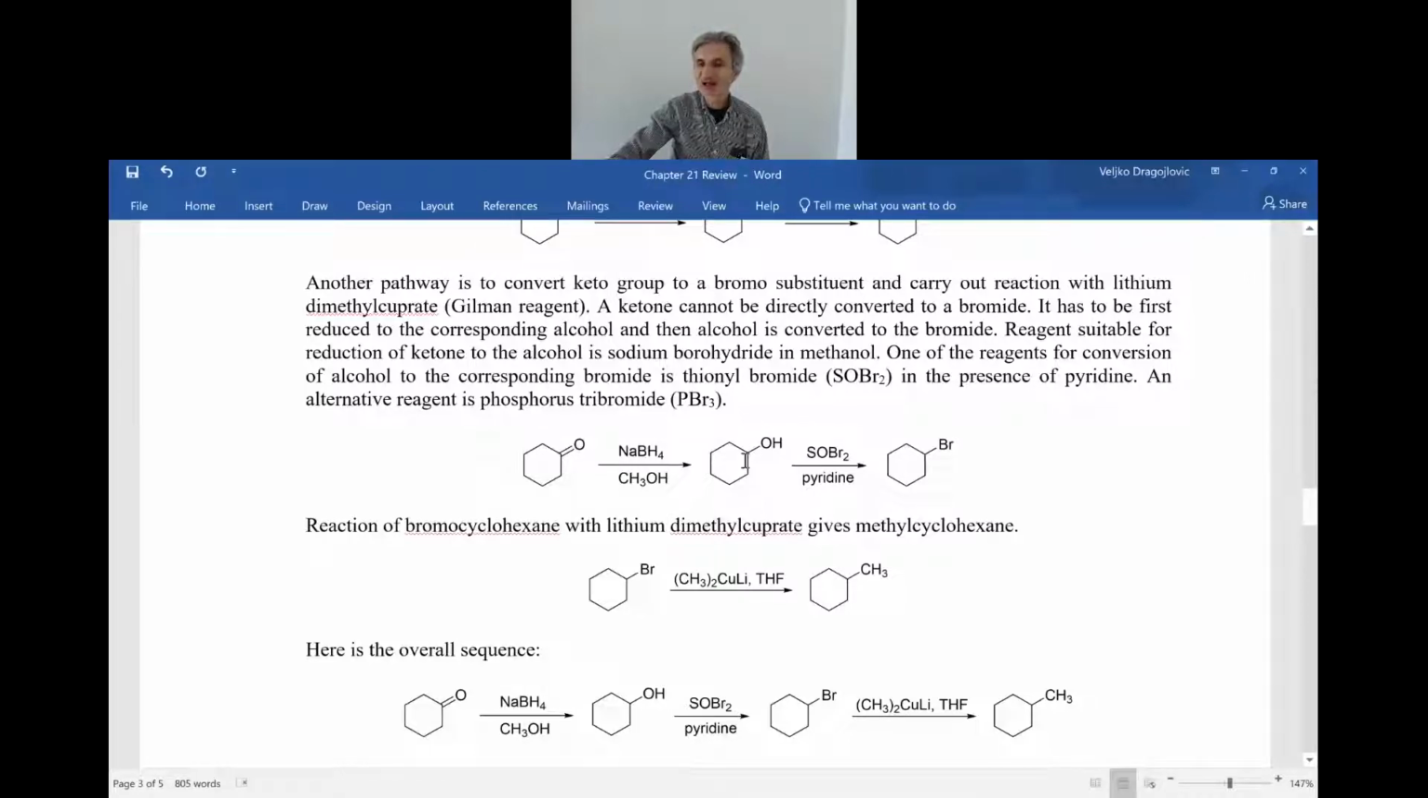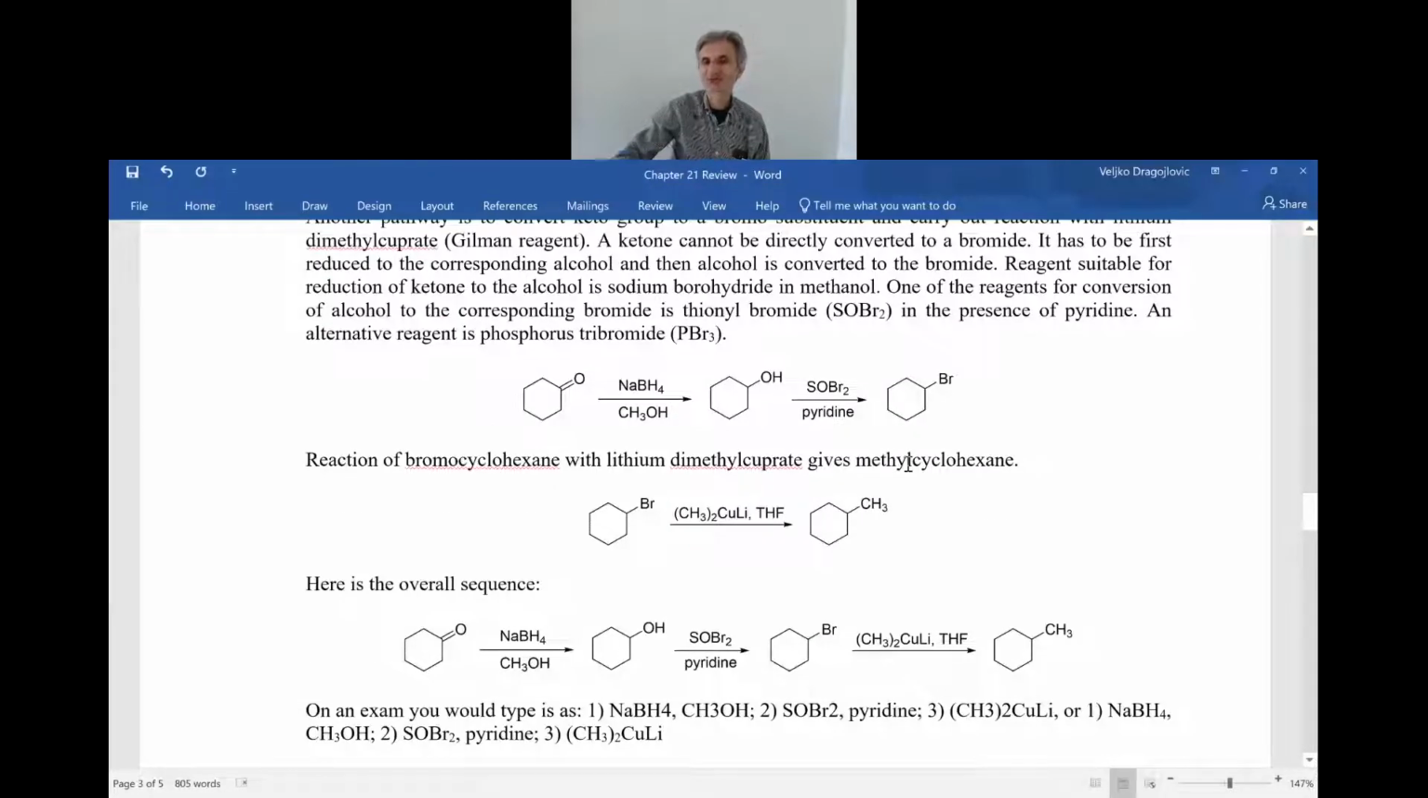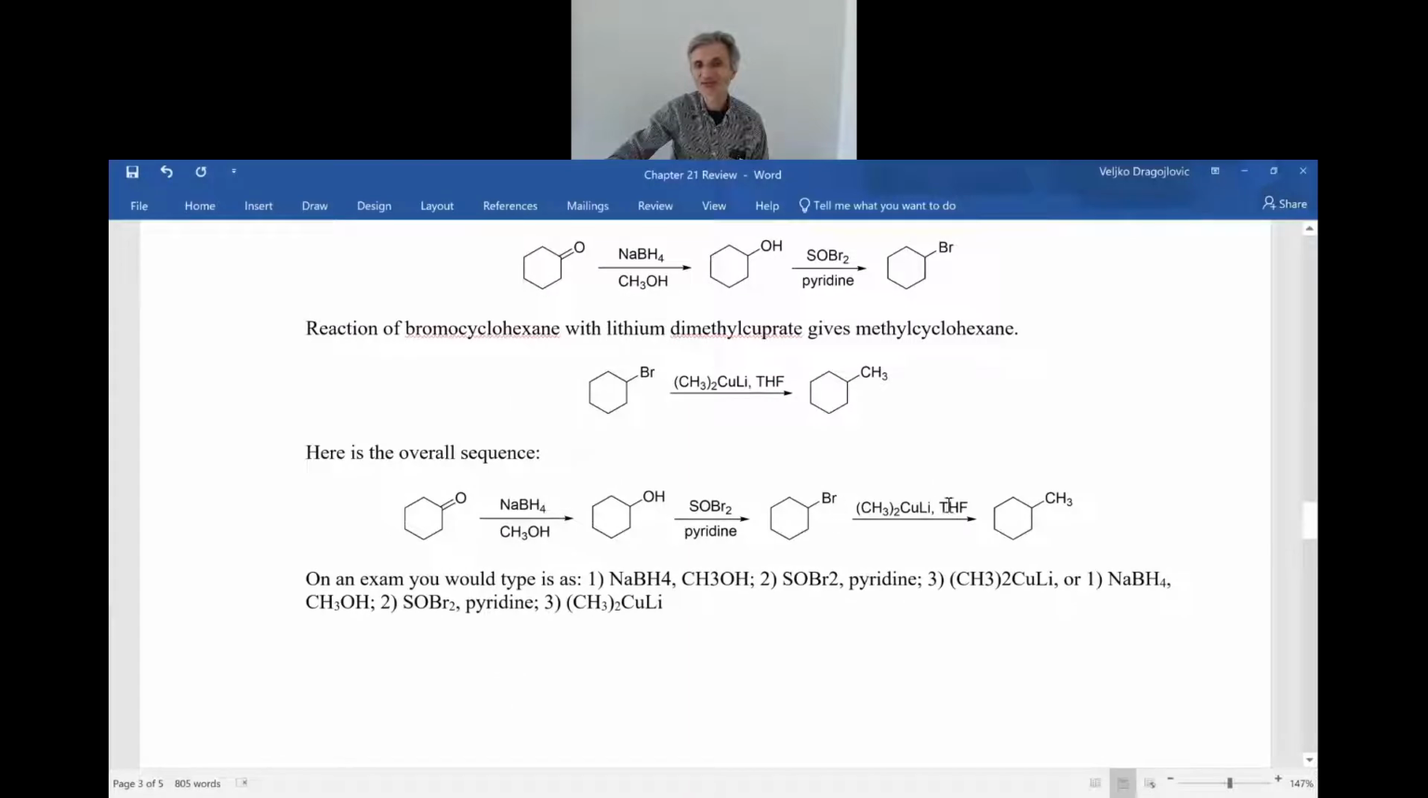An alternative sequence is to reduce the carbonyl group to, let's say, an alcohol and then convert it to bromide. There are a number of reagents to convert alcohol to bromide. You should know them. Good ones are thionyl bromide and phosphorus tribromide. So here, for example, thionyl bromide. And then reaction of the bromide with a Gilman reagent, lithium dimethyl cuprate. That one results in coupling of two carbon atoms. So the methyl group, in this case, will displace bromine. And the overall sequence.